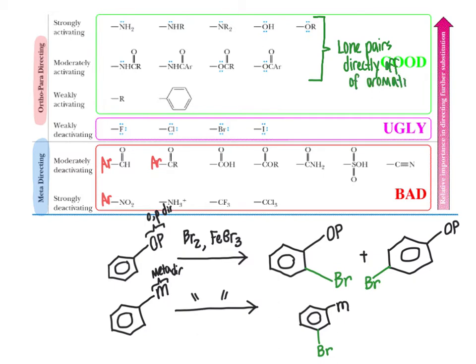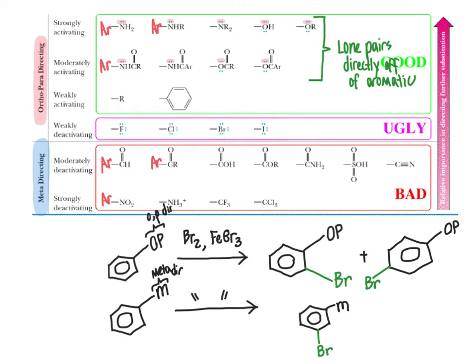That is one of the features that will enable a group to act as an ortho-para director: it has lone pair electrons on the atom that is directly attached to the aromatic ring. So keep in mind the aromatic ring is here, here, here, etc., at the end of that line. In all of these cases, all of them have a lone pair, lone pair, lone pair, and so on and so forth. At least one set of lone pair electrons directly attached to the aromatic ring is going to always cause a group to be an ortho-para director.